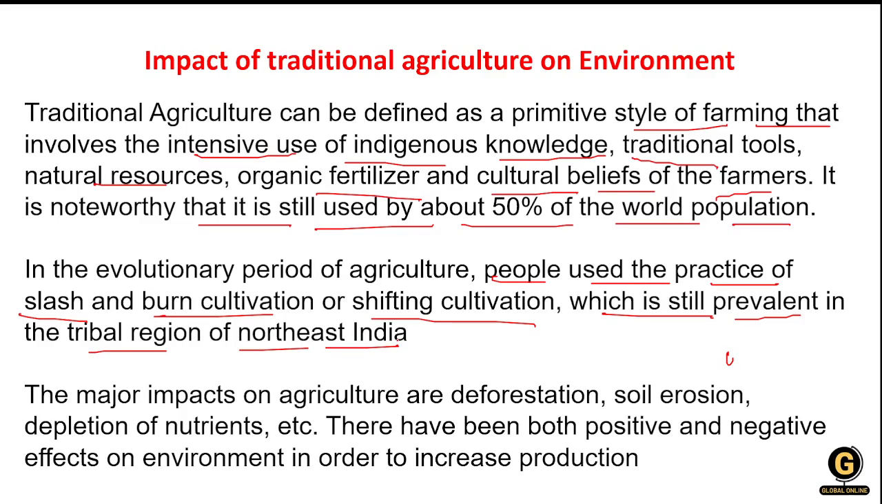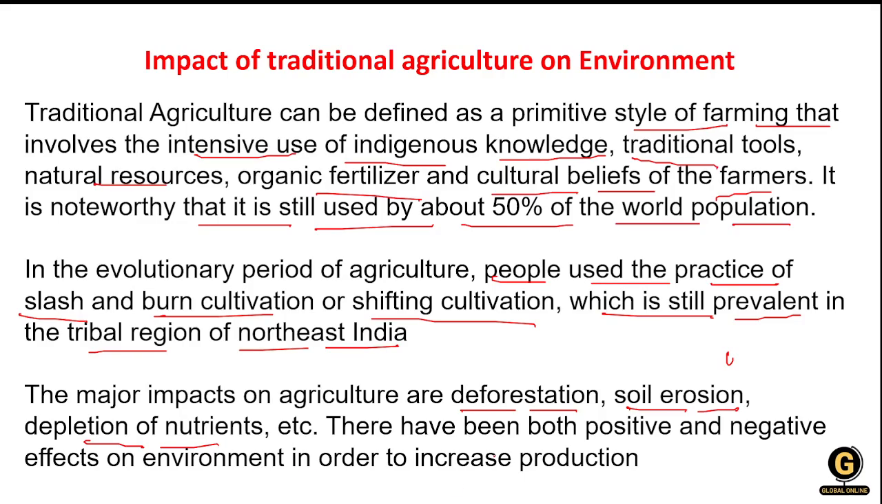The major impacts on agriculture are deforestation. It can happen that nothing will grow here, right? Soil erosion can happen. Depletion of nutrients. Obviously, if you burn the cultivation, the soil over there will also burn. The nutrients which are available in the soil will also definitely burn along with the crops.